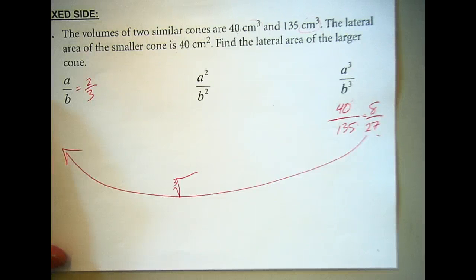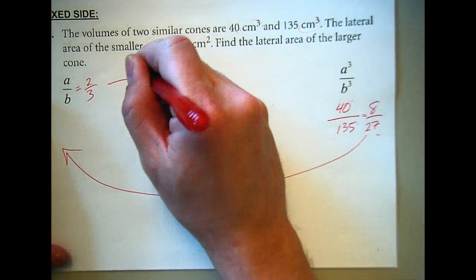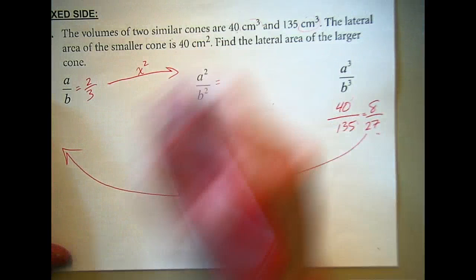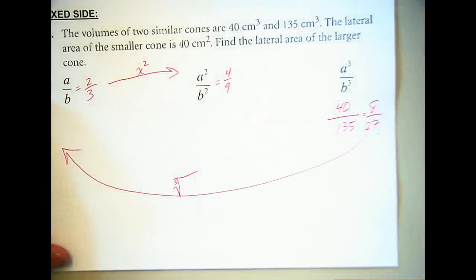So Lou, what are you trying to get to? Well, you're trying to get to there. Okay, so what do you need to do? Oh, it's good. So we're going to square this. Okay? And that is 4/9. Okay, now we have the area ratio.